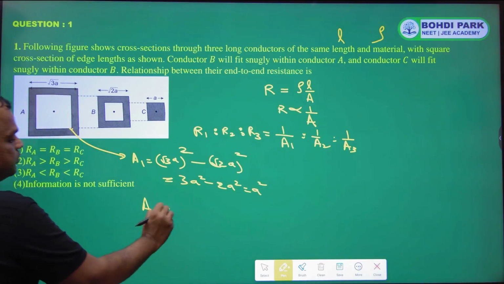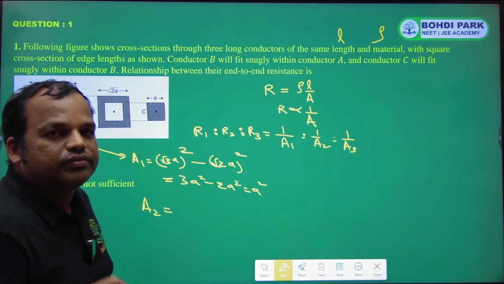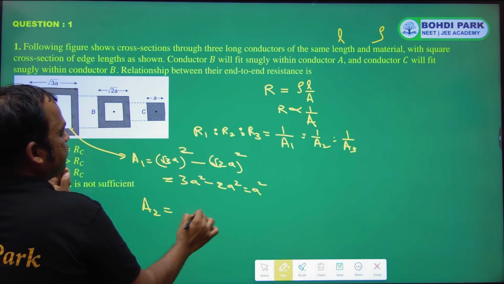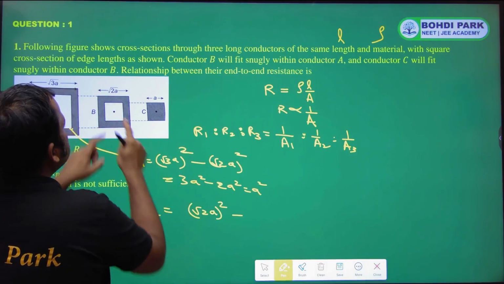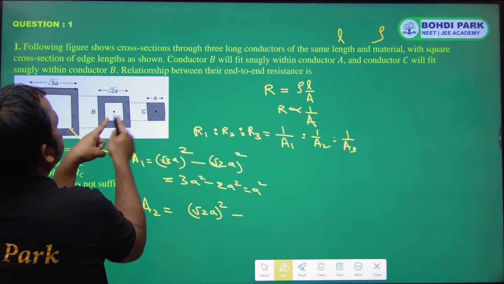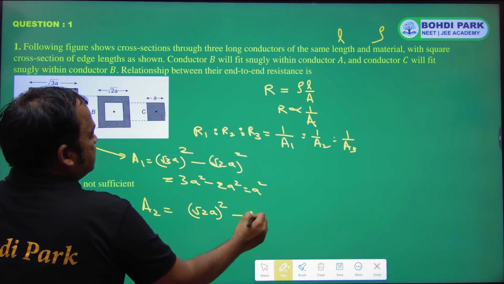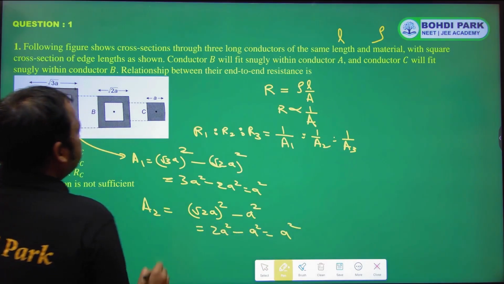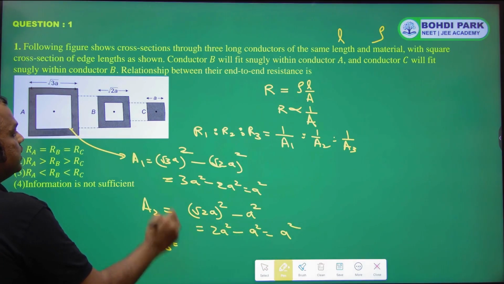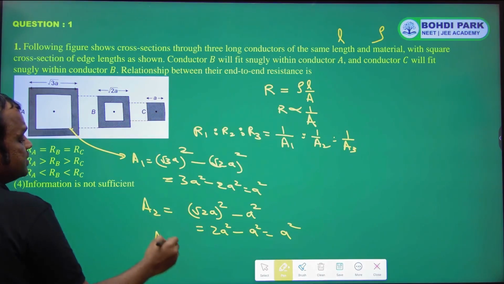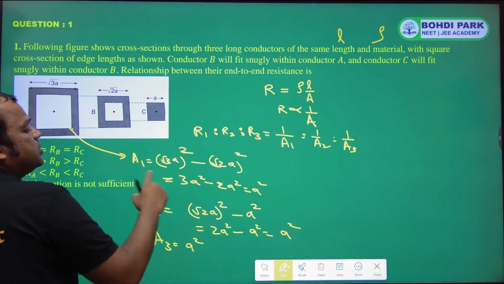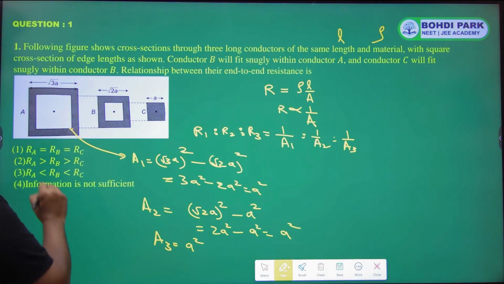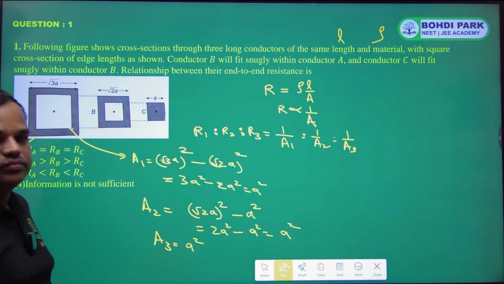Now similarly, what is the area of the second? The area of the second means the outer area, which is (root 2 A) whole square, minus the empty area. This empty area is the same as C, which is A square. So 2A square minus A square is A square, and the area in the third case is a side square, which is A square. If you observe, the cross sectional areas of all three are the same, so all the resistances are equal. Okay, done.